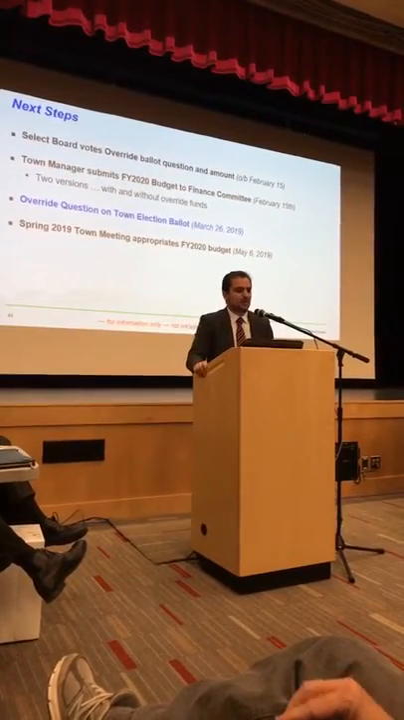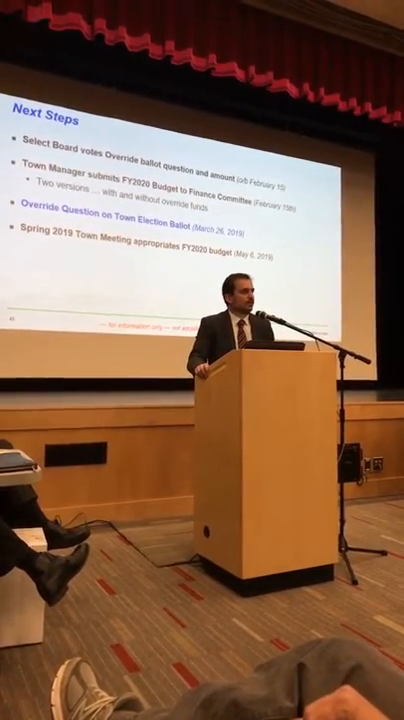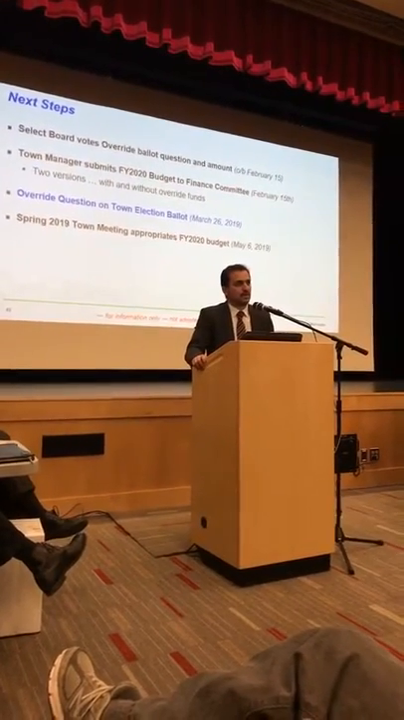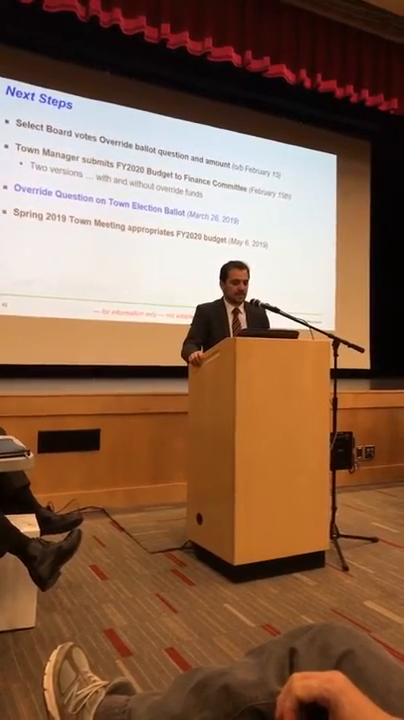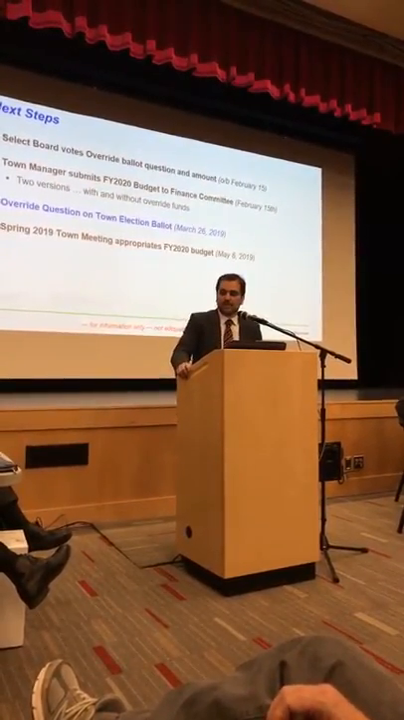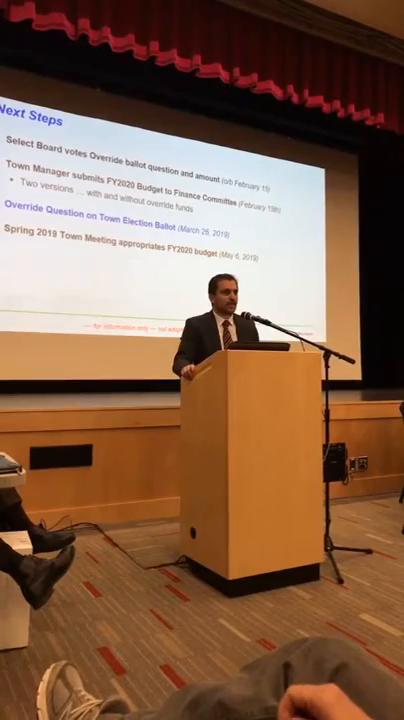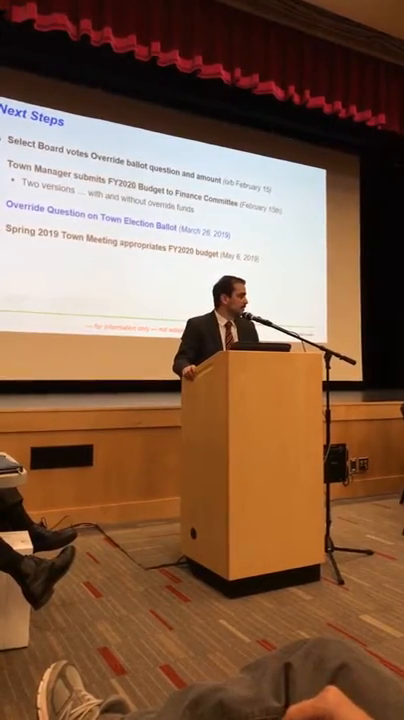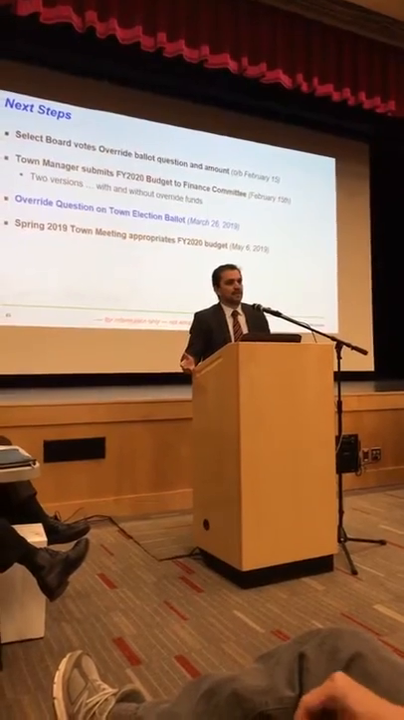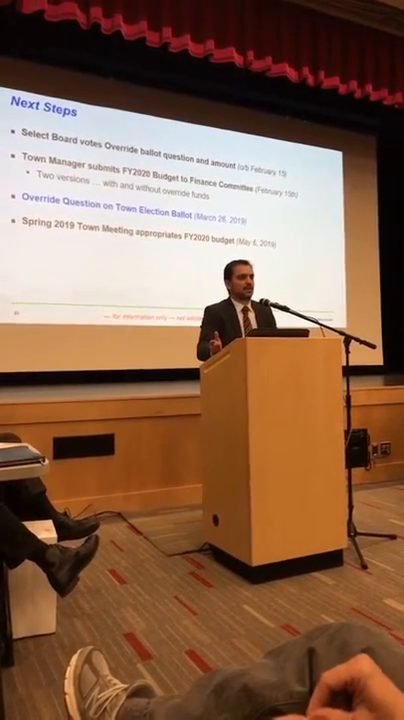If the select board votes to put an override question on the ballot, it would be on March 26th at the same time as the rest of the town election. And then the town manager will submit 2 budgets to FinCom on Friday, I believe. One budget would be in case an override doesn't pass. The other budget would be in case an override does pass.